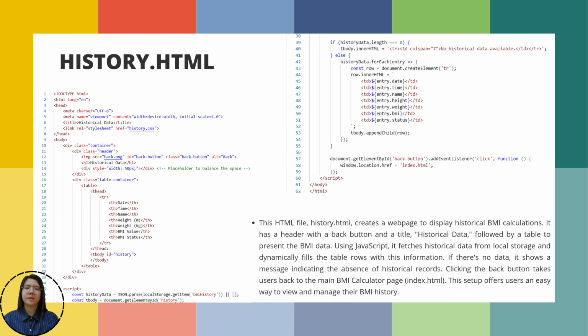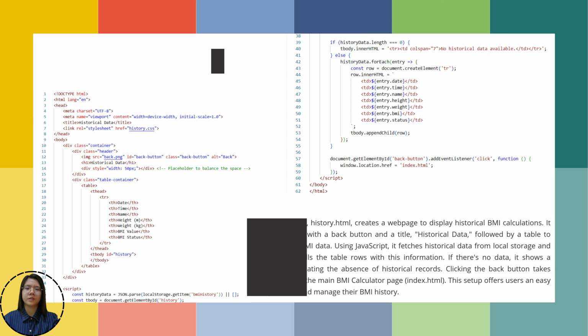Next is History HTML. This HTML file creates a web page to display historical BMI calculation. It has a header with a back button and a title, Historical Data, followed by a table to present the BMI data. Using JavaScript, it fetches historical data from local storage and dynamically fills the table rows with this information. If there is no data, it shows a message indicating the absence of historical records. Clicking the back button takes user back to the main BMI calculator homepage. This setup offers user an easy way to view and manage their BMI history.